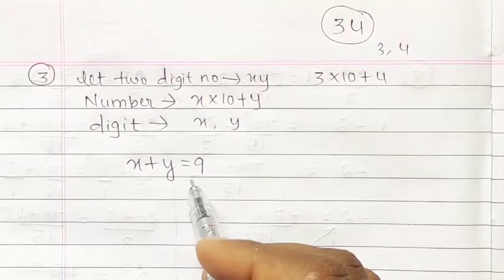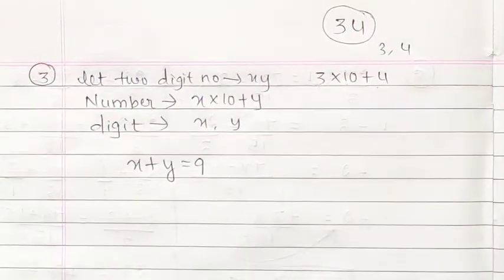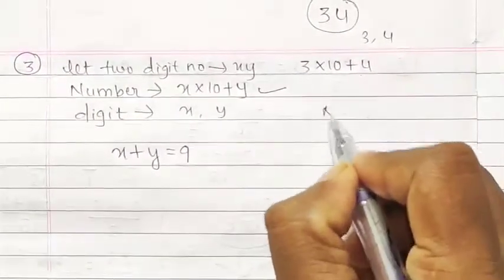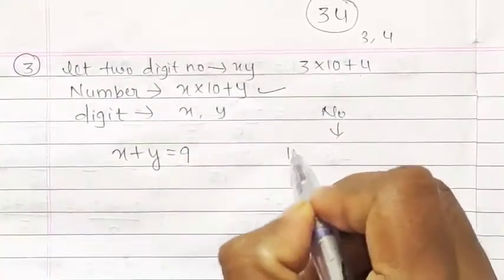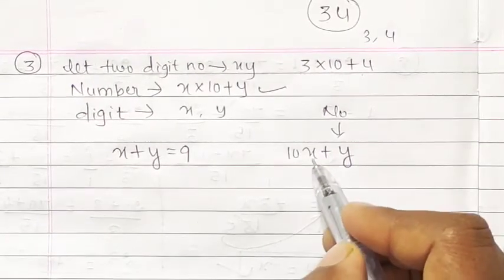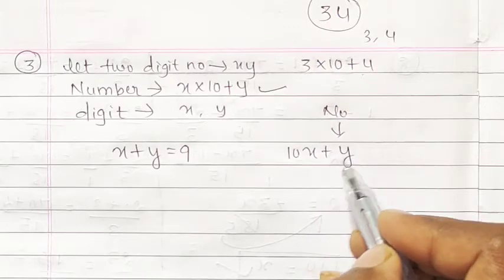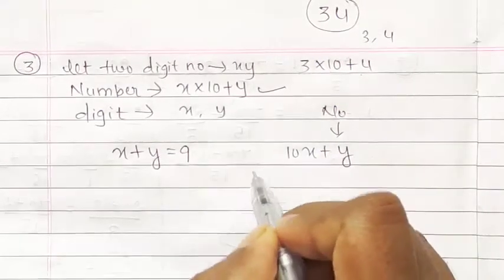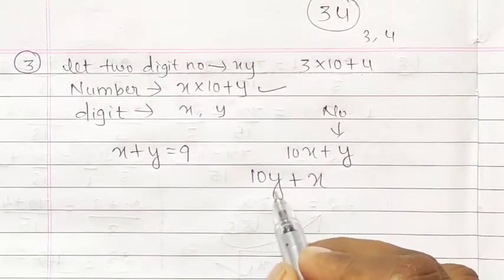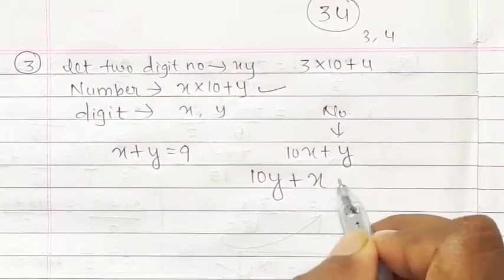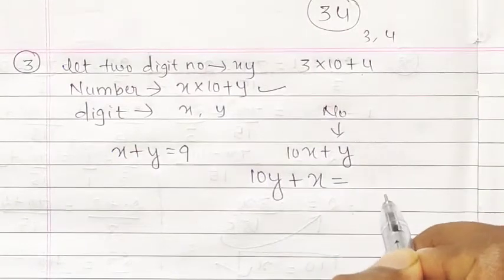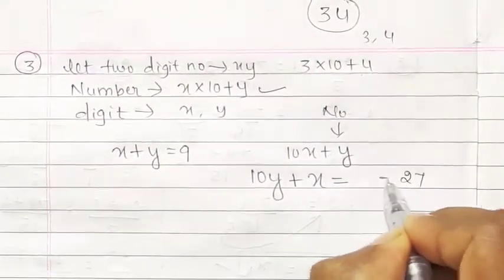Next, when we interchange the digits, I will write this number. We take the number as x into 10, that is 10x plus y. If the digits are interchanged, the x place will now become y and the y place will change into x. That is 10y plus x. By interchanging the digits, the number will be 10y plus x. This is the new number. According to the question, this new number is 27 more than the previous number.